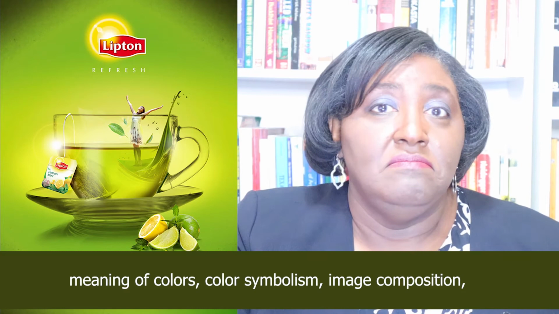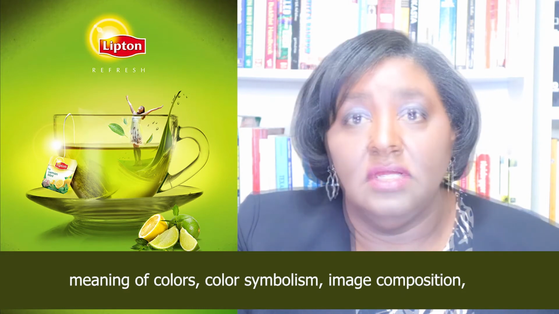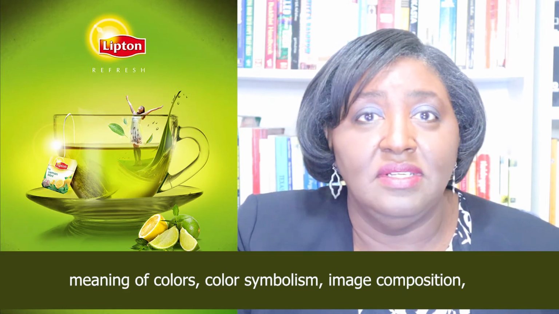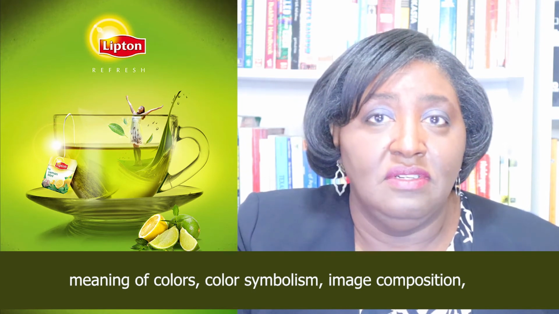Next, I generate keywords and phrases from my questions to use in my search. I can use meaning of colors, color symbolism, image composition, and similar concepts. Then I can find synonyms for these words and phrases. Next, I use the keywords to search the library database for information. Then I write the MLA citations for at least 5 potential sources.